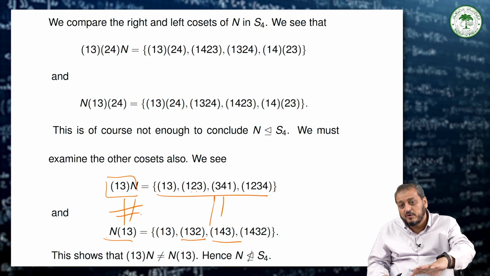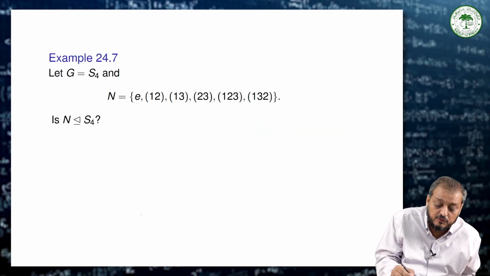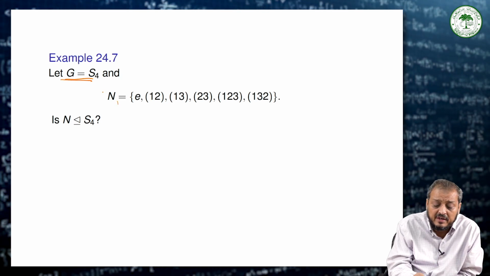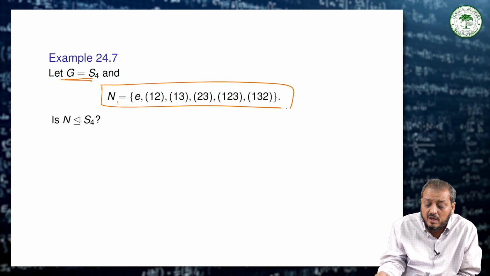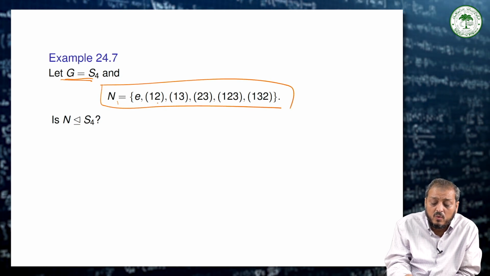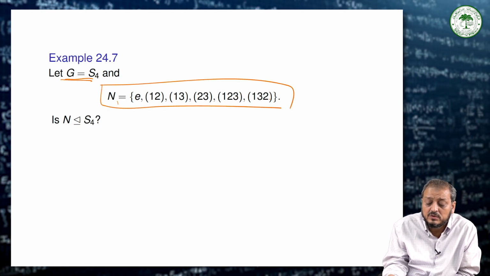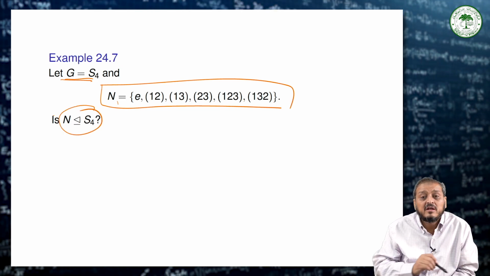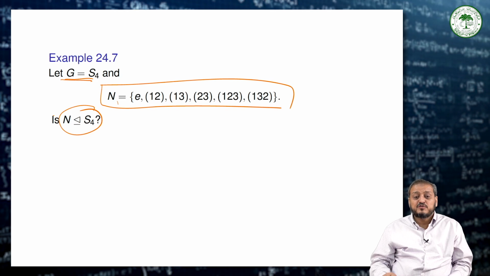Now suppose we change N into this form. I take again G equal to S4, and I take a subgroup of this form: N is equal to {e, (1 2), (1 3 2), (3 1), (2 3), (1 3 2)}. Now again the question is whether this N is normal in S4 or not.